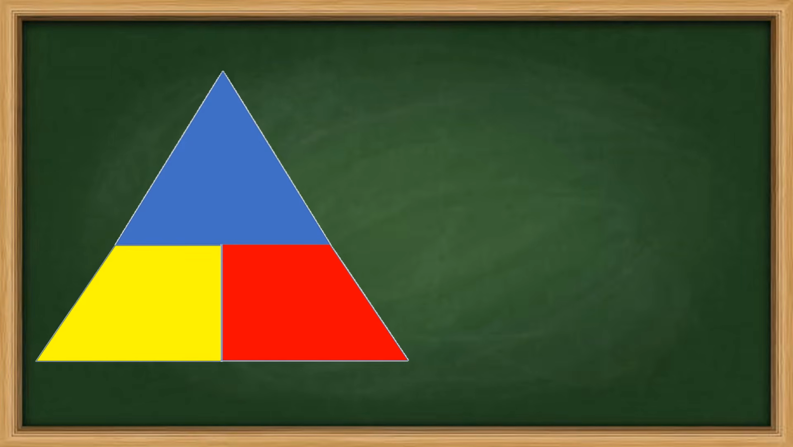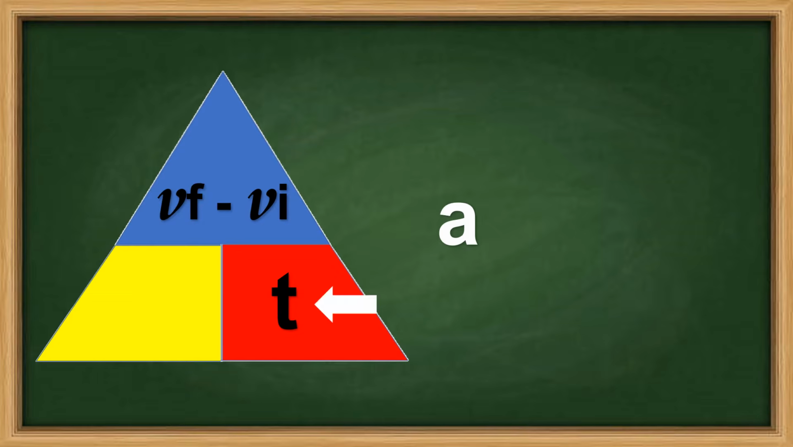Ito ang magic triangle. Tapos, ilalagay natin sa baba ang acceleration at time. Sa taas, ang Vf minus Vi. Ngayon, paano kung acceleration or A ang hinahanap? Simple lang. Ilalabas ang A, matitira ang T sa baba at Vf minus Vi sa taas.